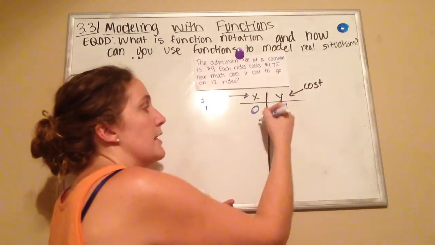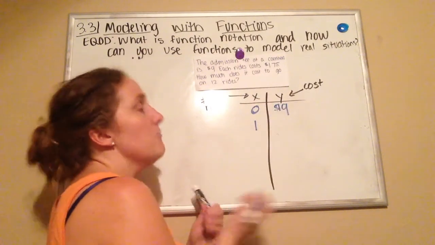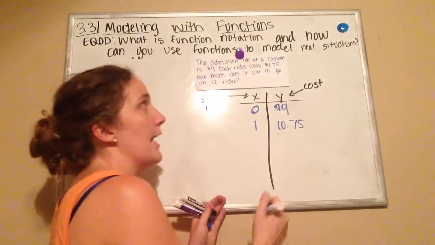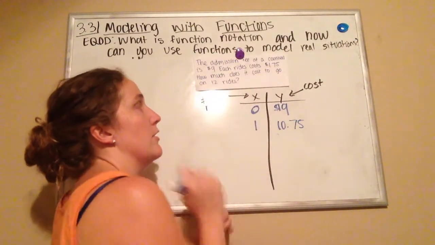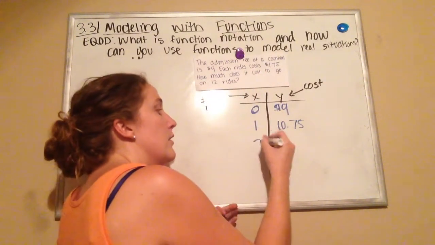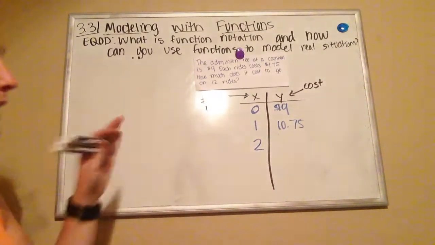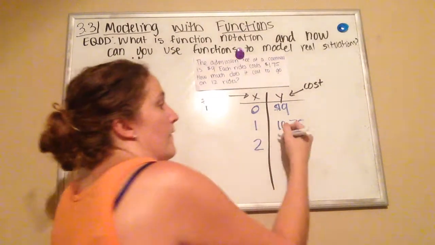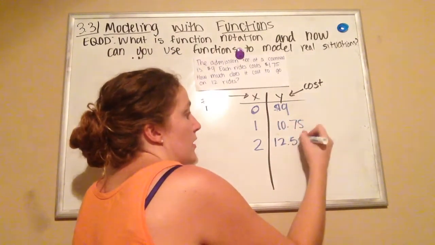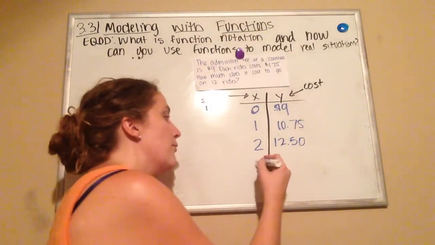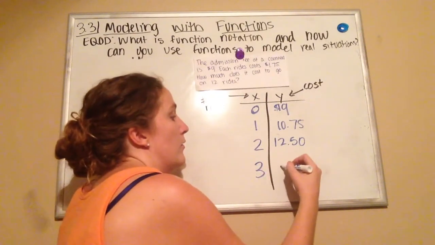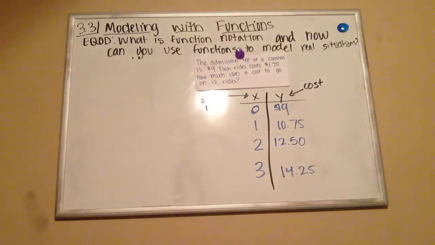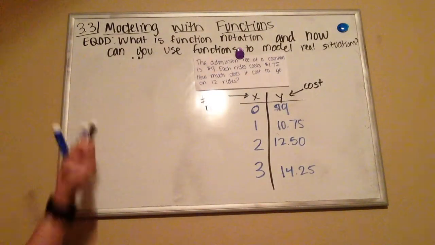Okay? But if we decide, okay, well, we're going to go on 1 ride, let's have fun. It's going to be $10.75. How did I get that? $9 to get in, plus $1.75 for a ride. 2 rides, okay? $9 to get in, $1.75 for each ride. $12.50. And we keep going up from there. $14.25. Okay? And you keep going up and up and up until you get to 12 rides. That's one way to do it.